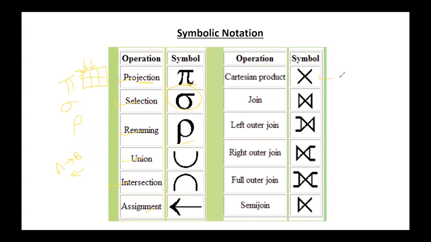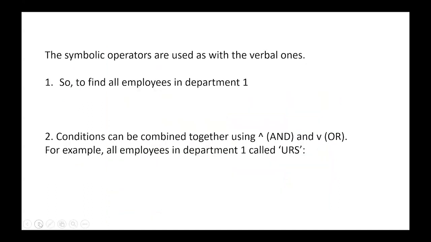Next, we have Cartesian product, join, left outer join, right outer join, full outer join. There is also semi-join, which doesn't come up in our syllabus, but this is how we represent that. So all these we have studied in detail, and we also have seen the notation. We have used it in the previous session. So today, let us mainly focus on how I am going to apply these notations if I'm writing any kind of query in relational algebra.